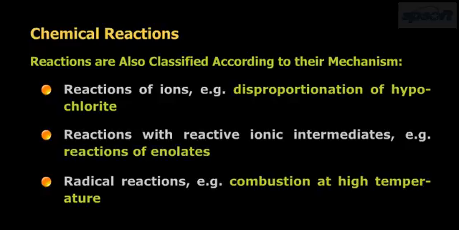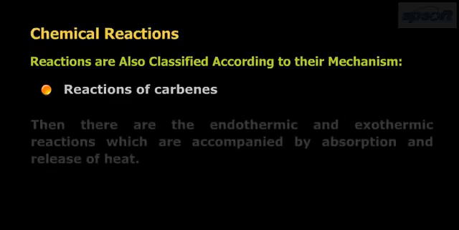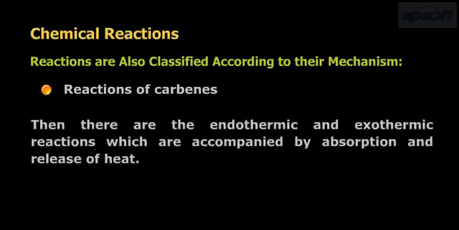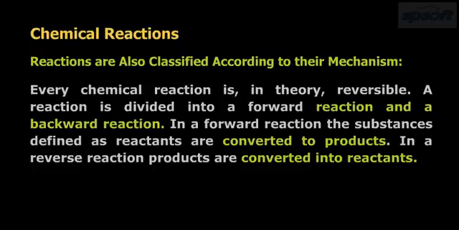Every chemical reaction is, in theory, reversible. A reaction is divided into a forward reaction and a backward reaction. In a forward reaction, the substances defined as reactants are converted to products. In a reverse reaction, products are converted into reactants.